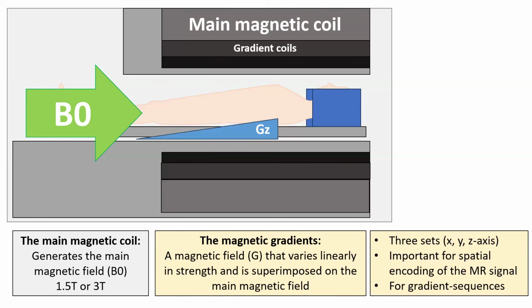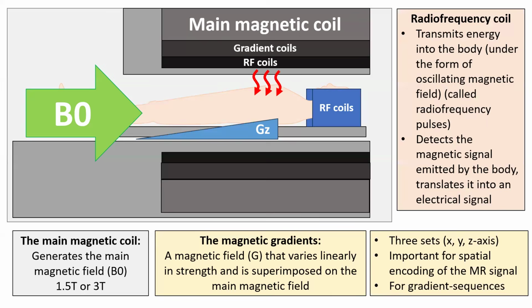So basically the body emits a magnetic signal, but if we detect that magnetic signal, we want to know where it is coming from. That's why we need spatial encoding, but I'm not going to talk about that as said. And we also use the gradients for the creation of specific MRI sequences, but more about that later.